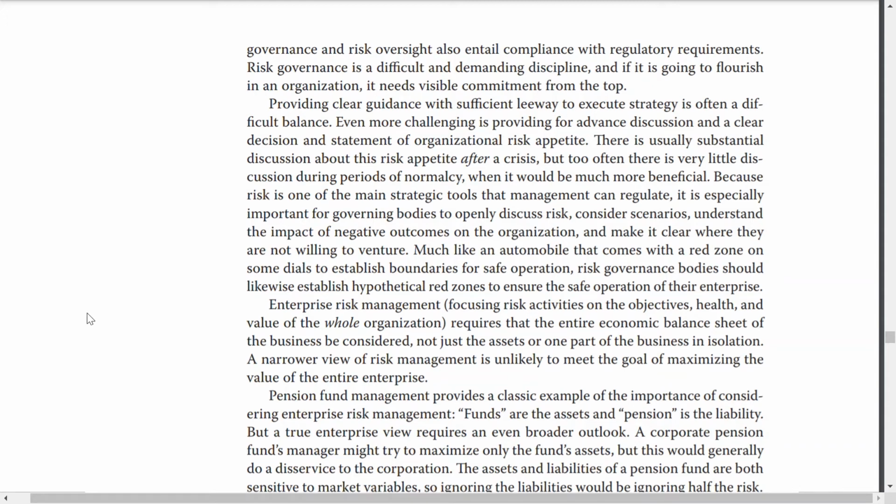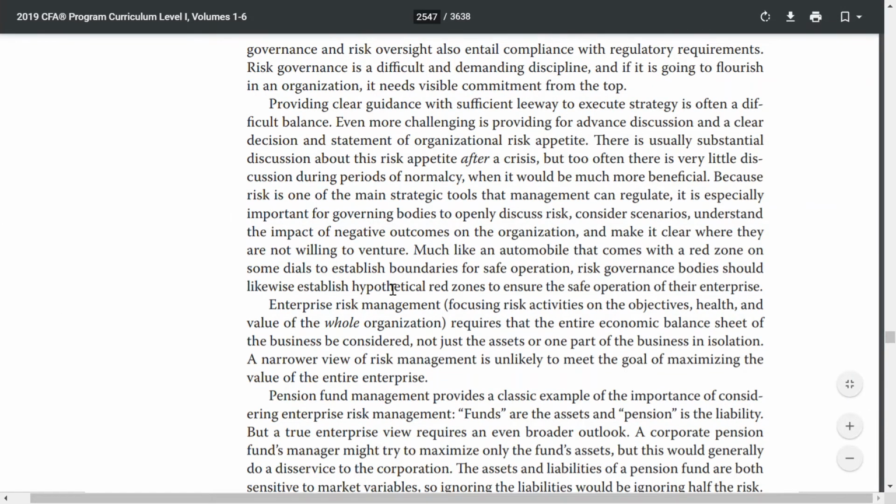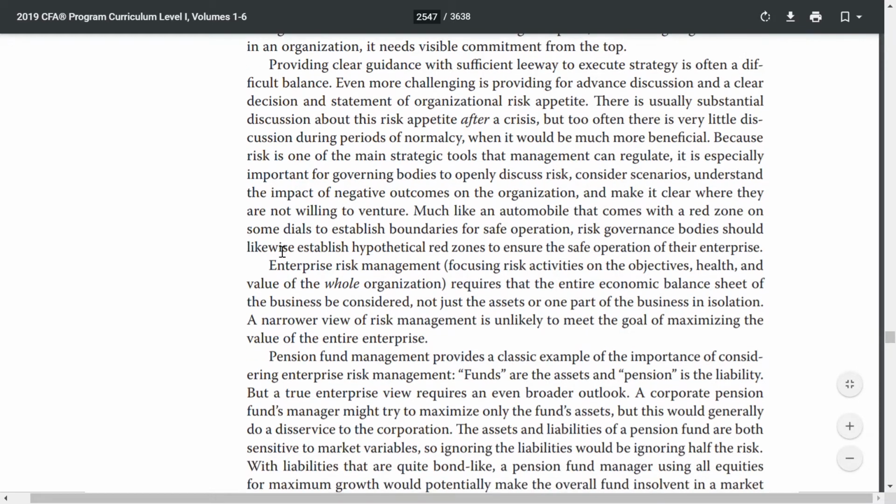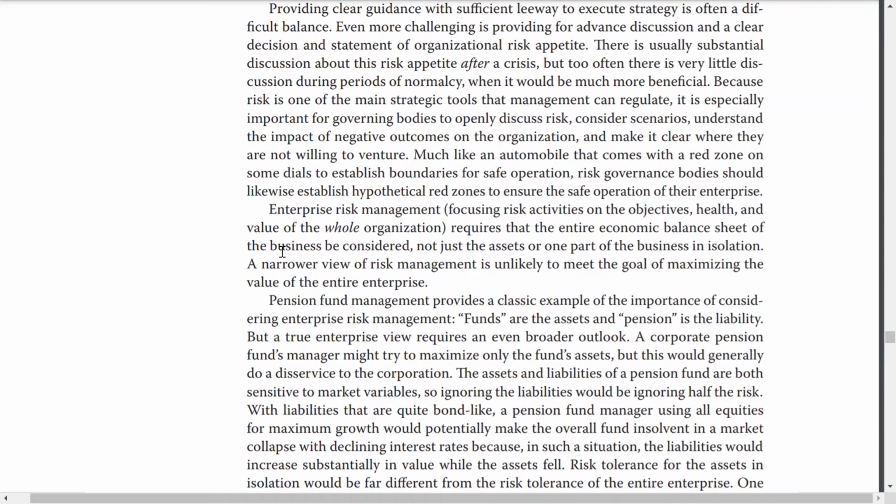that management can regulate. It is especially important for governing bodies to openly discuss risk, consider scenarios, understand the impact of negative outcomes on the organization, and make it clear that they are not willing to venture more like the automobile that came out of the red zone, and likewise establish hypothetical red zones to ensure the safe operations of their enterprise value of a whole organization.